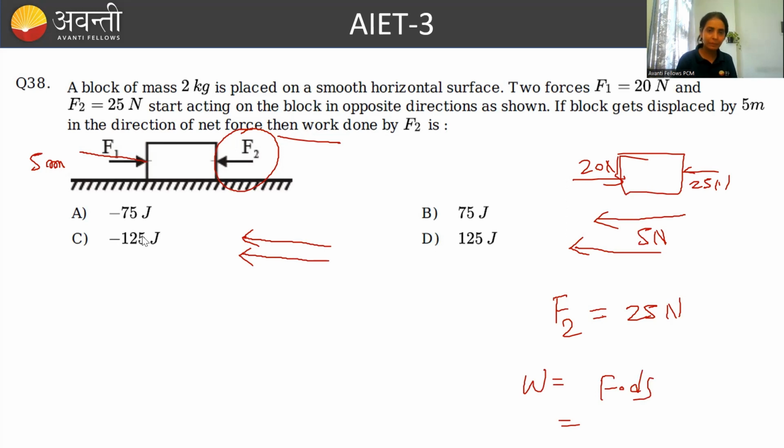Force and displacement are in the same direction. Work done because of F2 will be 25 into 5 into cos 0, so that is 125. Sorry, not Newton, this is Joule, work done. So this is 125 Joule, because F2 is greater than F1. It will displace in the direction of application of force F2. So 5 meter is displacement along F2. The angle between F2 and the displacement of 5 meter is 0. That is why work done is plus 125.